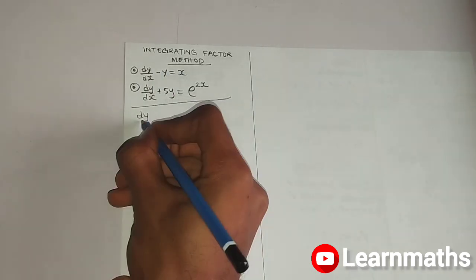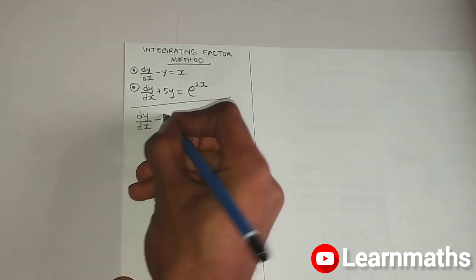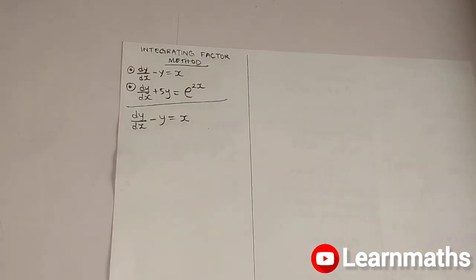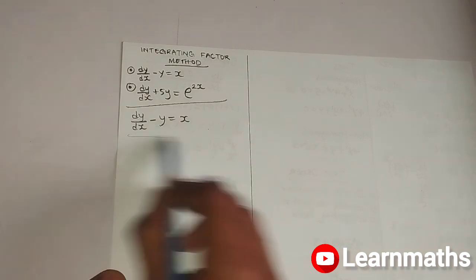Now here we have dy/dx minus y equal to x, right? So basically what we do here is we derive this integrating factor. We get an integrating factor, then we multiply every term in the equation with it. Then after doing that, you just go straight to integration again, like we've been doing in other methods, right? Now, how do we get this integrating factor? This is what you do.